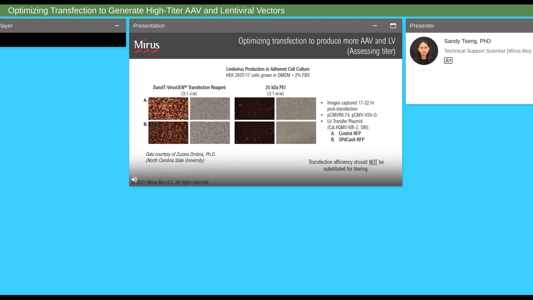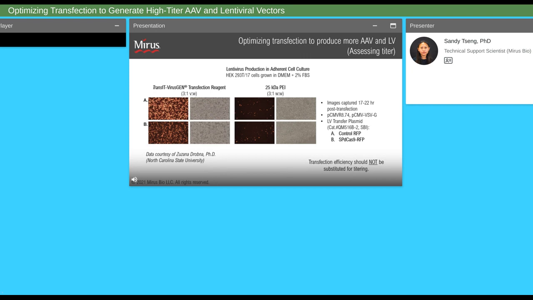One of the vectors contained a control RFP in the A panels and another vector containing a Cas9 RFP fusion in the B panels. And these images show RFP transgene expression, most likely off the transfer plasmid that was used during transfection and not from the lentivirus that was being produced and secreted into the supernatant. These images were captured 17 to 22 hours post-transfection. Looks great that the transfection of the plasmids worked and VirusGEN is kicking butt over PEI.